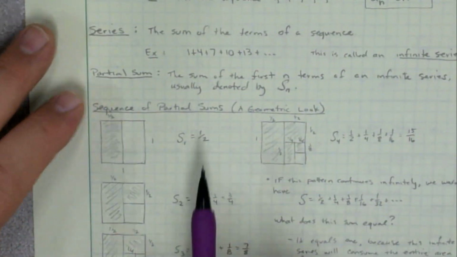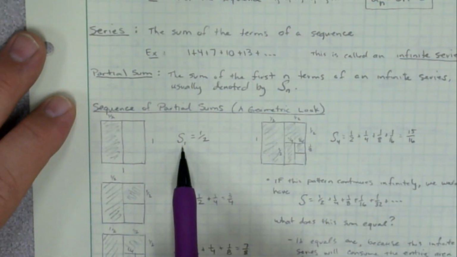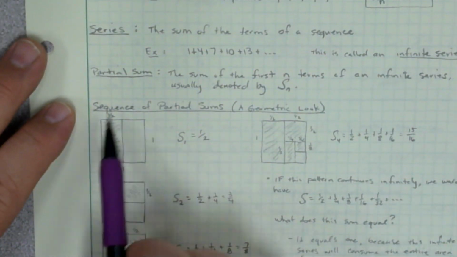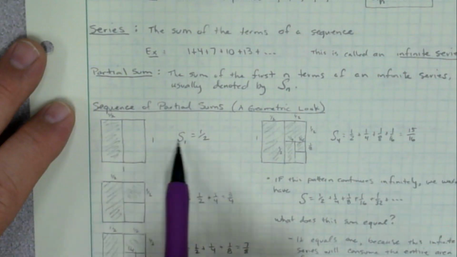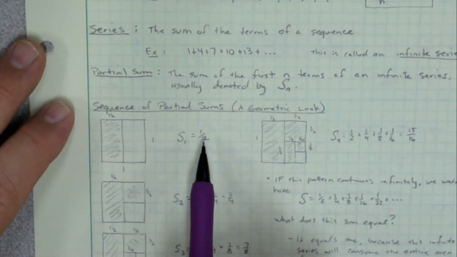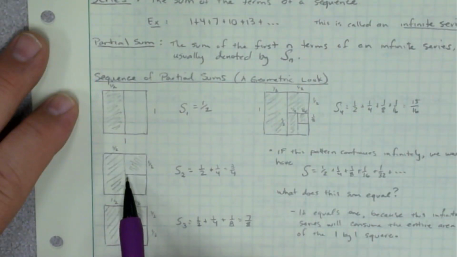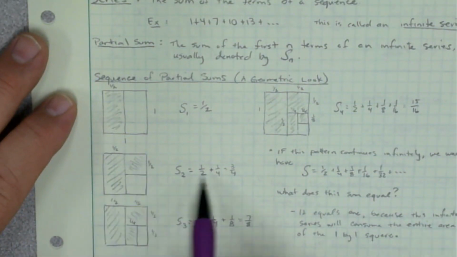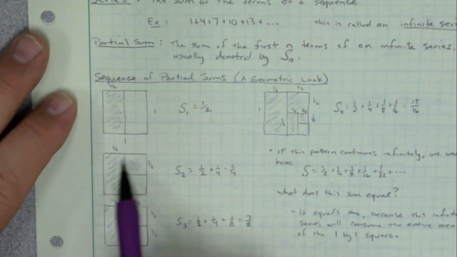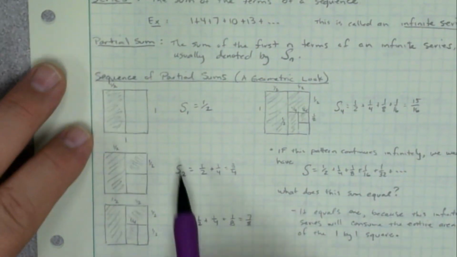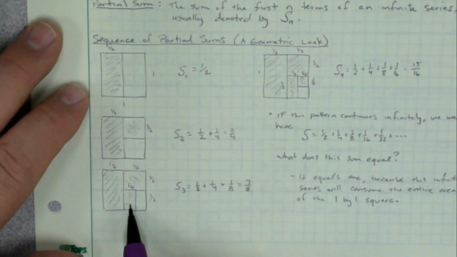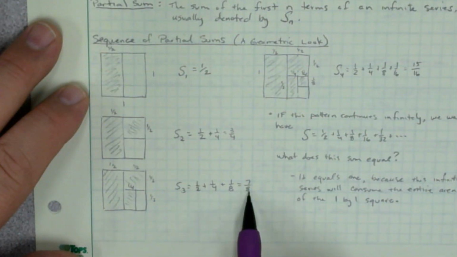If S1 is 1/2, so if I take a 1 and cut it in half, the sum of only the first term would be this. And then if I cut that in half, I have this plus this. This is 1/2, and this is half of that, which is 1/4. 1/2 plus 1/4 is 3/4. So now I have 3/4 of the whole thing. The third sum is 1/2 plus 1/4, and cutting that in half gives me 1/8. Add those up, and it gives me 7/8.